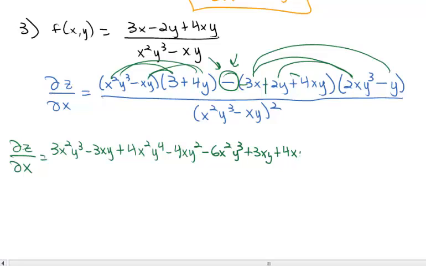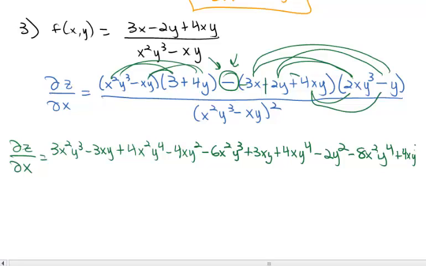Positive 4xy to the fourth minus 2y squared. I'm hoping there's going to be some like terms that are going to make this a bit nicer. Minus 8x squared y to the fourth plus 4xy squared, all over the bottom stuff squared.